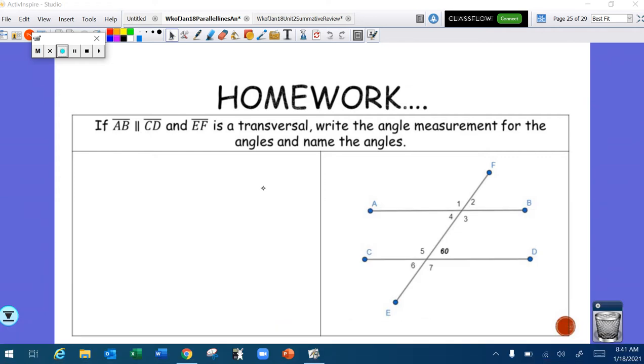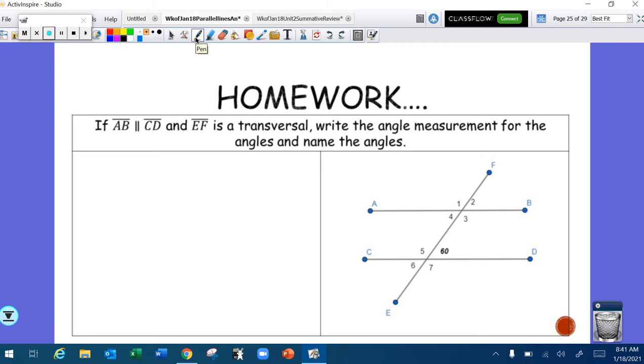All right, guys. So you're going to have a quiz on either Thursday or Friday on these parallel lines and transversals. So make sure you complete this homework and make sure you take notes so that you can use your notes if you need to for the quiz.